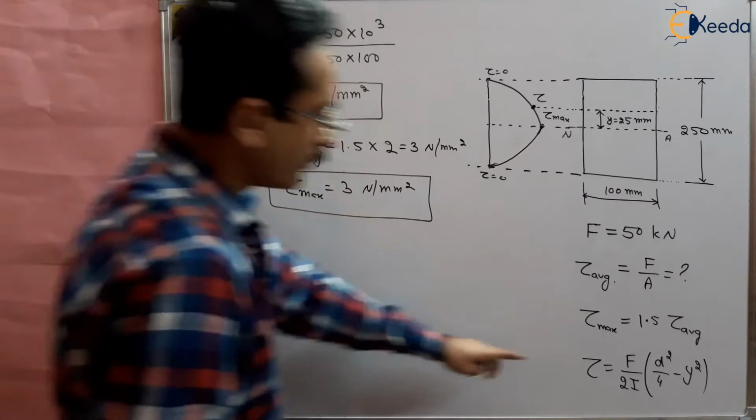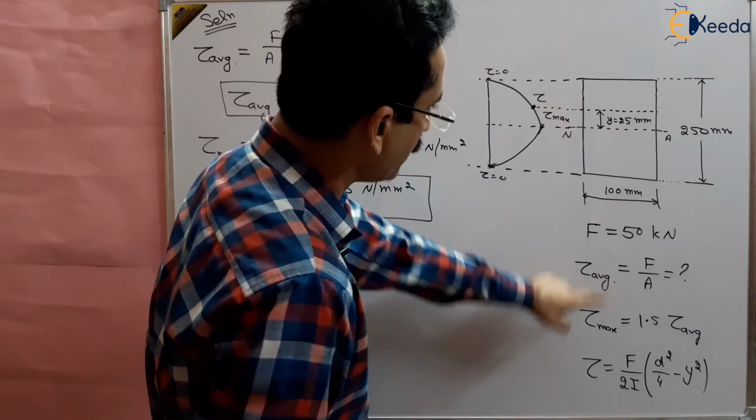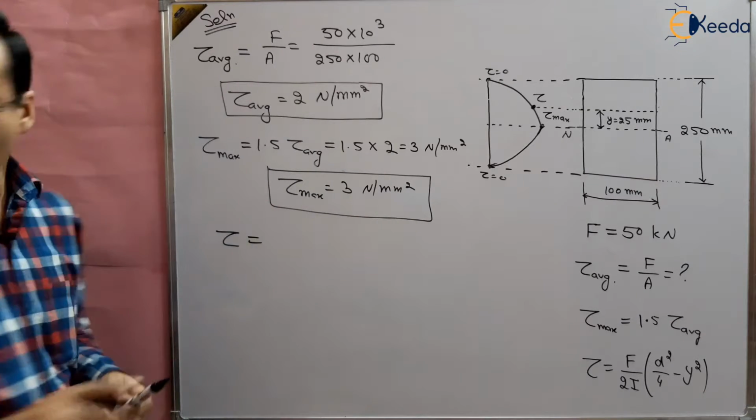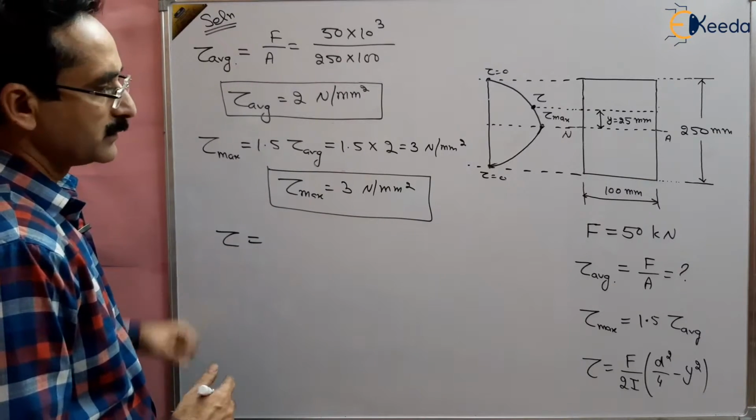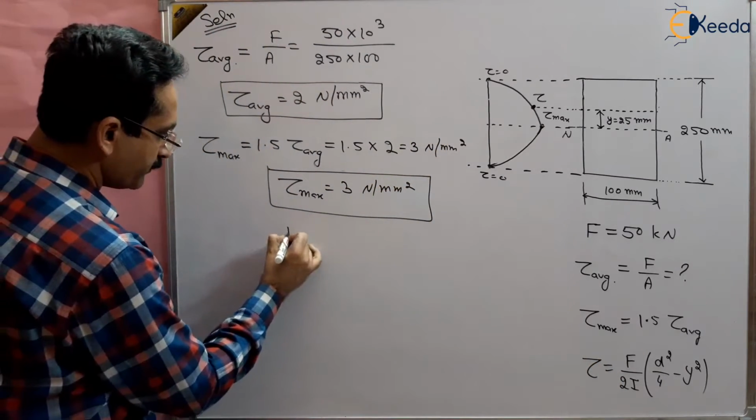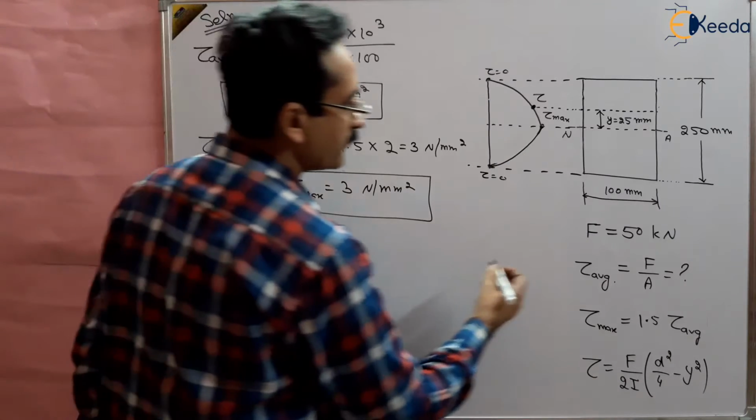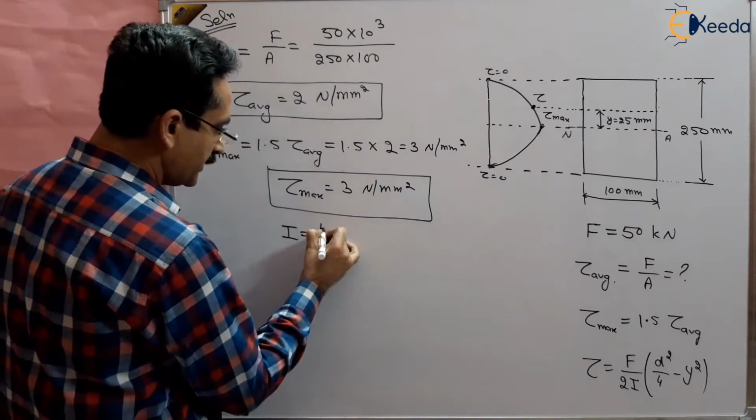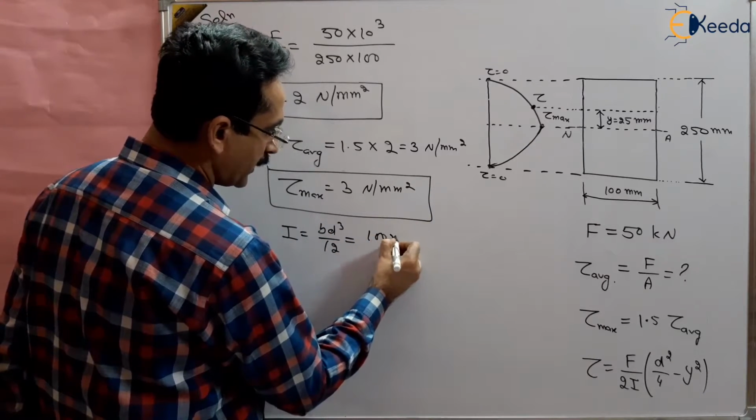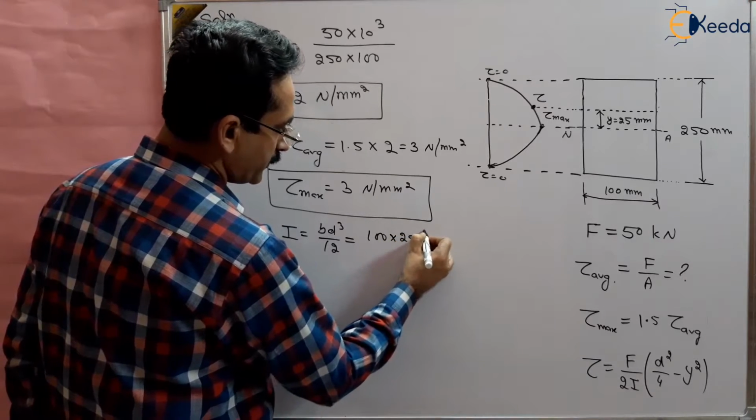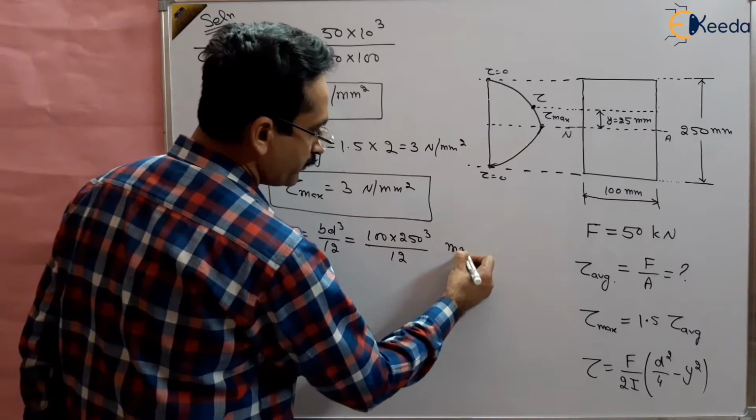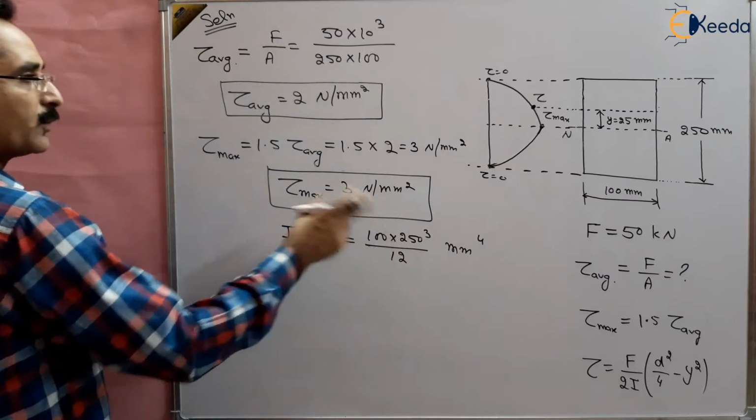Now we have to find out tau at a distance of 25 mm from the neutral axis. So tau will come out to be F by 2I. But what is I? What is moment of inertia? That is BD cube by 12. This is B and this is D. So this is BD cube by 12. So this will come out to be 100 multiplied by 250 cube by 12. This is mm to the power 4. This is the moment of inertia.